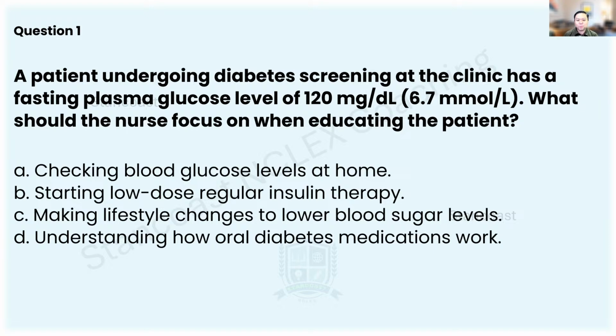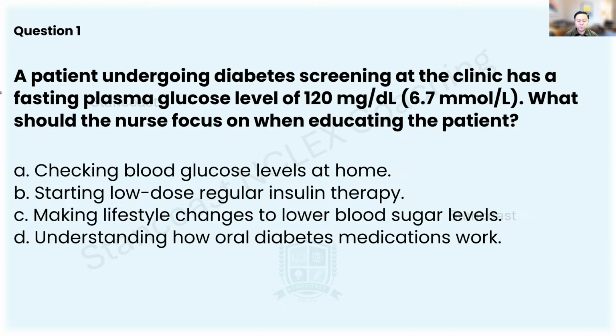Question number 1. A patient undergoing diabetes screening at the clinic has a fasting plasma glucose level of 120 milligrams per deciliter. What should the nurse focus on when educating the patient? Is it A, checking blood glucose levels at home, B, starting low dose regular insulin therapy, C, making lifestyle changes to lower blood sugar levels, or D, understanding how oral diabetes medications work?